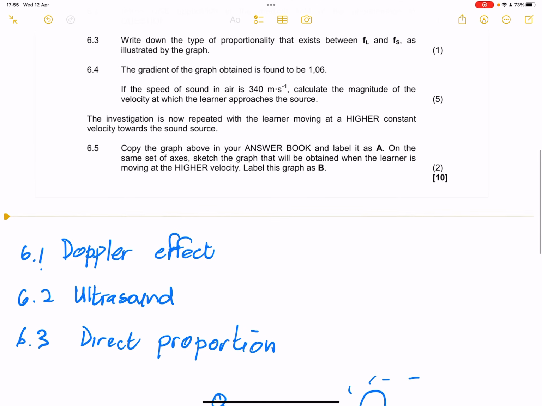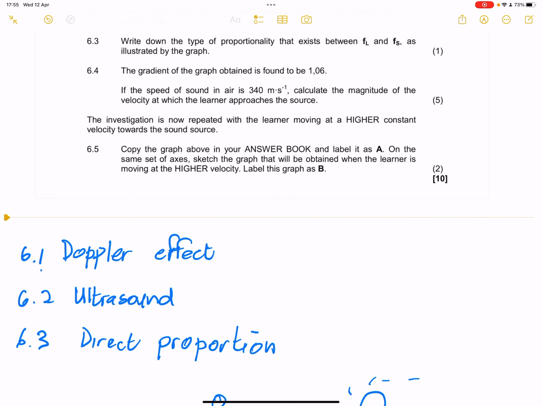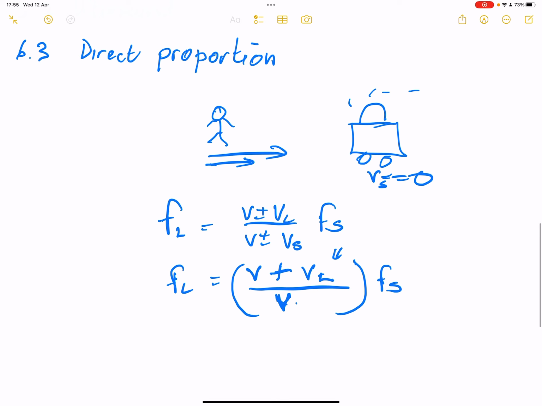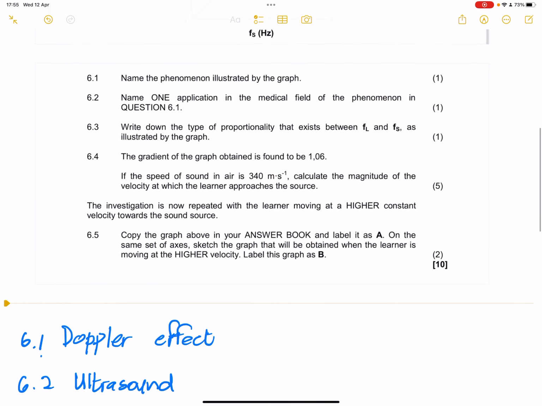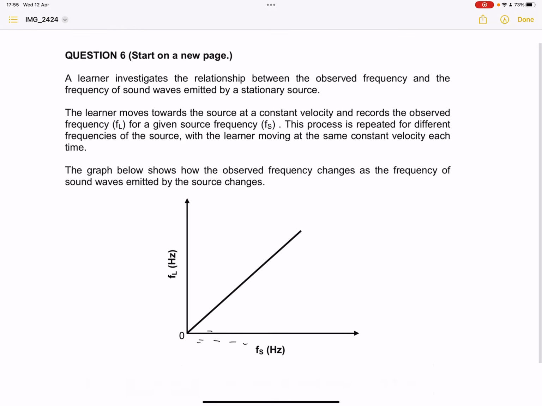So remember, what are we looking for? We're trying to calculate the magnitude of the velocity with which the learner is moving. So we're trying to calculate the velocity of the source. Now, remember, of the listener rather. They said to us that the gradient is 1.06. Now, what would be the gradient in this case?